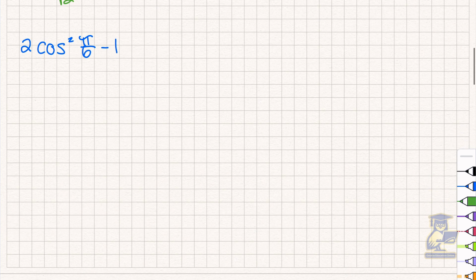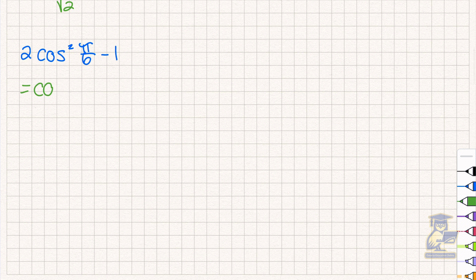We have another one here, 2 cos squared pi over 6 minus 1. So this is the double angle formula for cosine. So we'll have cos 2 pi over 6, which is cosine of pi over 3. Cosine of pi over 3 is 1 over 2.